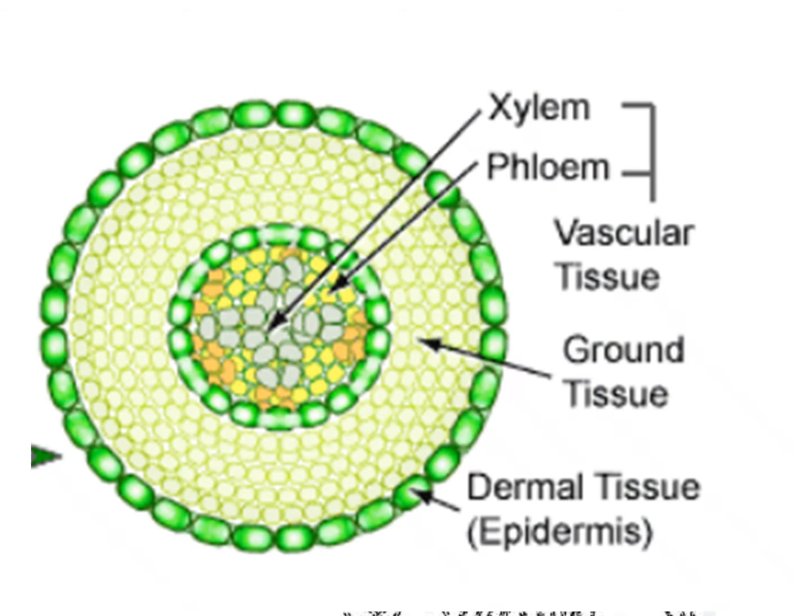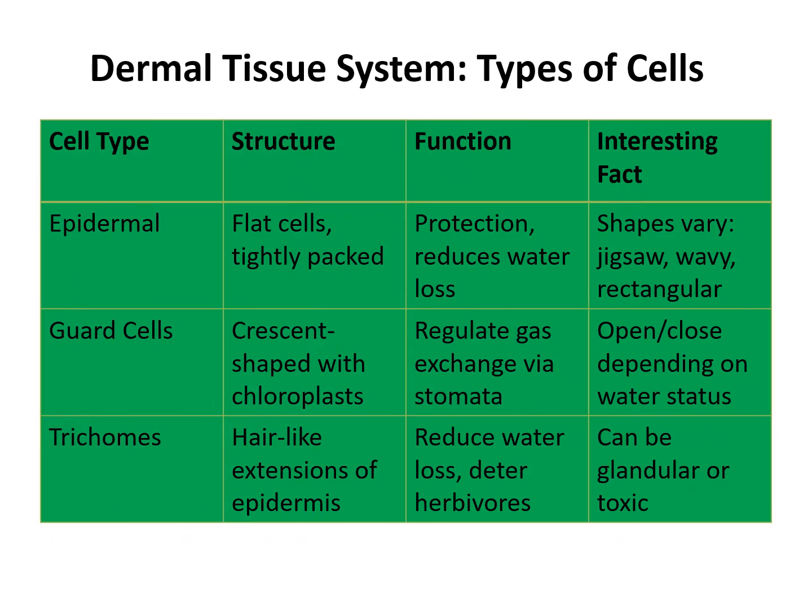Now, these different areas, that means the dermal layers, the ground tissue and the centralmost vascular tissue, they are made up of different types of cell. That's what we are going to understand in this lecture. First, let us take up dermal tissue system.